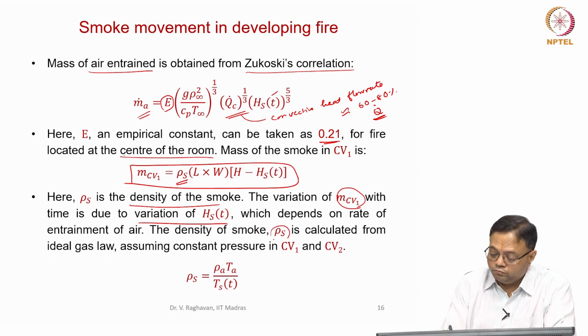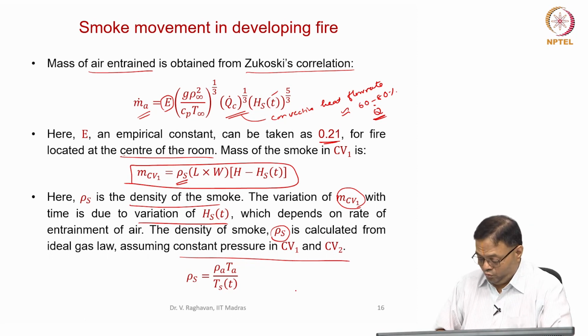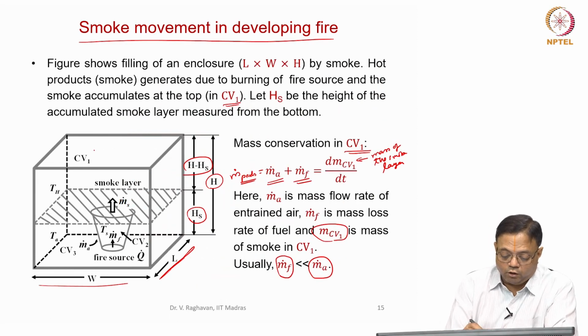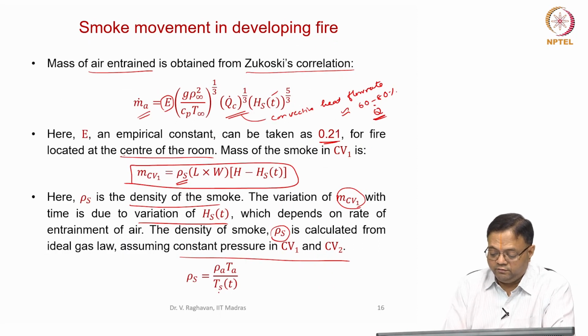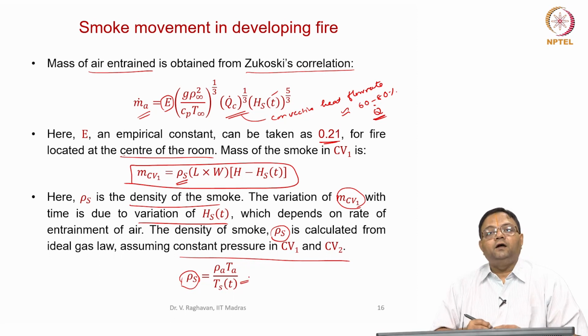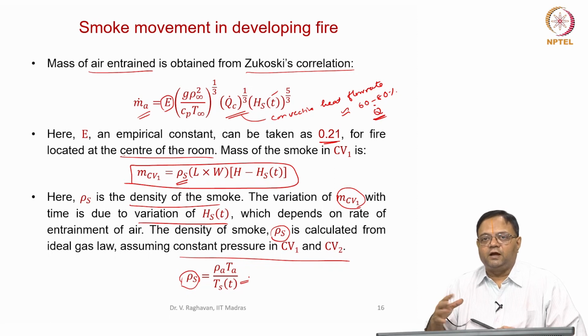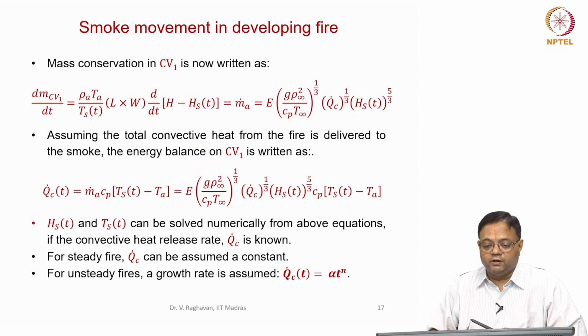The density of the smoke is calculated from the ideal gas law, assuming constant pressure in the control volumes 1 and 2. Here control volume 1 and control volume 2. Considering these two, I can say that rho S Ts will be equal to rho A Ta. So rho S can be found as rho A Ta divided by Ts, the temperature of the smoke layer, but understand that the temperature will also be dependent on time. Initially it will be lower, then with time the smoke layer temperature Ts will increase.